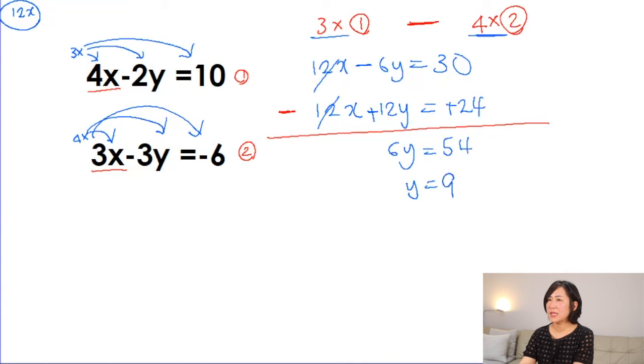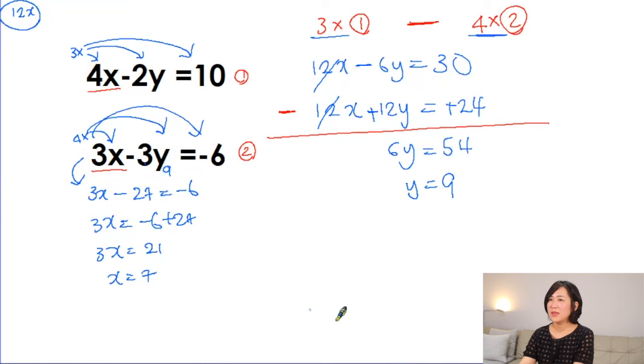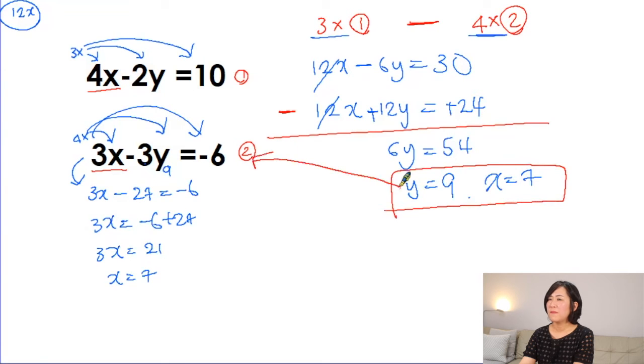Since y is 9, let's choose one of the equations. Then let's make the 3x, put 9 inside the y, that gives you 27 minus 6. 3x is 21. Then x is 7. So we found the pair of solutions. y equals 9 and x equals 7 is true for the first and the second equation.